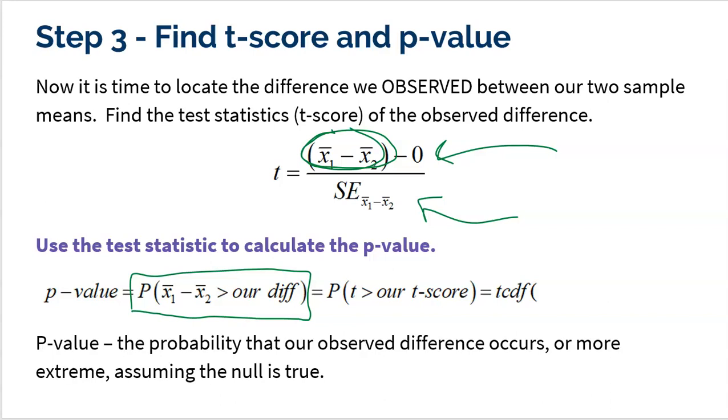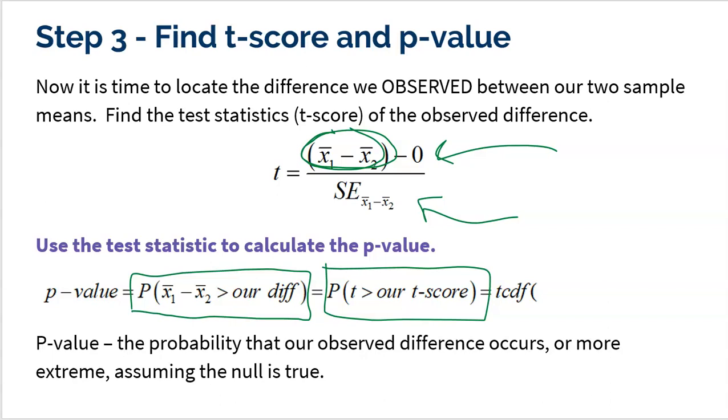All right, so once you understand a p-value is the probability of our observed difference, it's the probability that any other difference is more than our difference, okay? And you're going to find that by doing the probability that a t-score is more than our t-score. And of course, we're going to use tcdf to do that. Now, a couple things to keep in mind here. When you do use tcdf, you do need degrees of freedom.